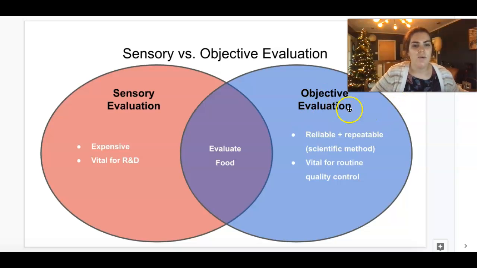So what you're looking at with objective evaluations can be helpful for quality control because they may help to determine risk of like foodborne illness, or if there's things in that product that shouldn't be there, and that kind of thing. But at the end of the day, the sensory evaluation and objective evaluation both play a role in evaluating food to get the safe and well-preferred products to the consumer.